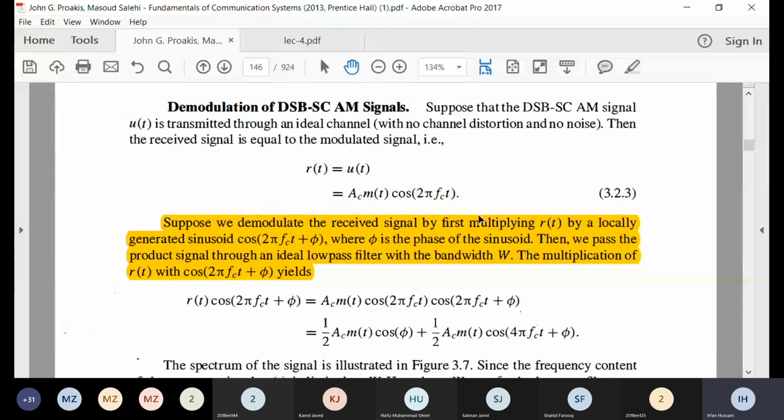What I do is multiply my received signal by a locally generated cosine. This locally generated cosine could be generated by a local oscillator. So it will have a certain phase shift with respect to the incoming cosine inside my modulated signal. We multiply this, we get a product, and we pass the product to a low pass filter with a bandwidth of W.